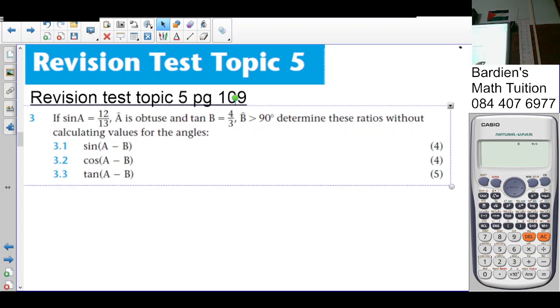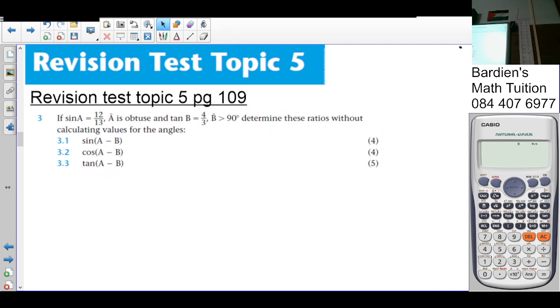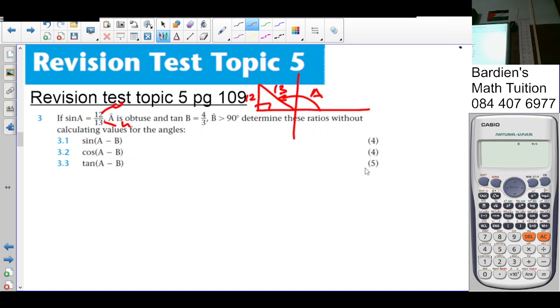So as we're standing here at number 3, we are told sine of A is equal to 12 over 13 and A is obtuse. If it's obtuse, that means it's an angle between 90 and 180, which means the angle is in the second quadrant. So we draw this here. We got your angle A here. Sine stands for opposite over hypotenuse, so it's 12, 13. Apply Pythagoras, I should get minus 5. Why negative? Because it's on the negative part of your x-axis.